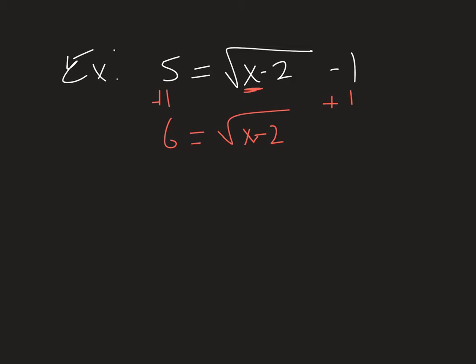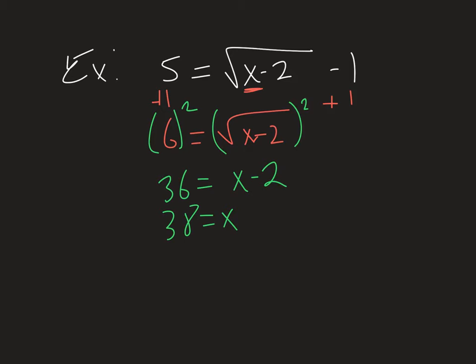And then I'm looking at it thinking, okay, let's undo the square root. We can do that by squaring both sides. So we can say 36 is equal to x minus 2. And then we can add 2 to both sides. 38 has to equal x.